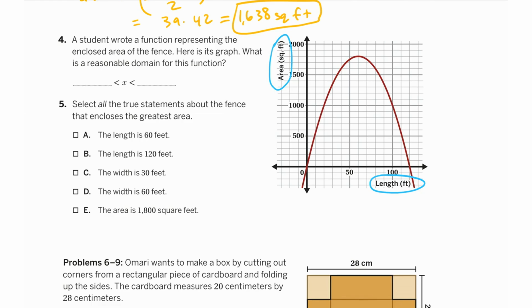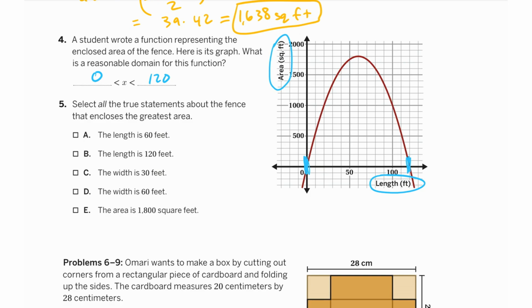fence? And again, really, we're not going to ever have a negative area, right? And we only have 120 feet of fencing. And so the minimum length that it could be is a little bit greater than 0. And it has to be a little bit less than 120 because, again, we have to have some sort of width there. So our x value could be anywhere between 0 and 120. If we had it closer to 0, then our width would be really big. And if we had it closer to 120, then our width would be really small.